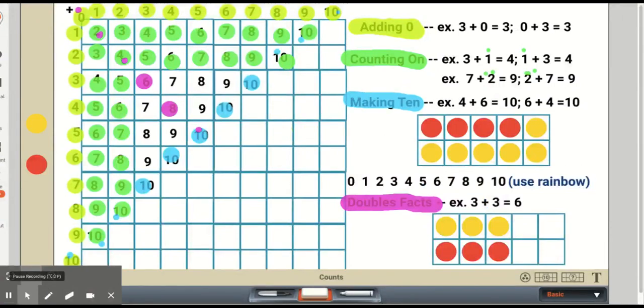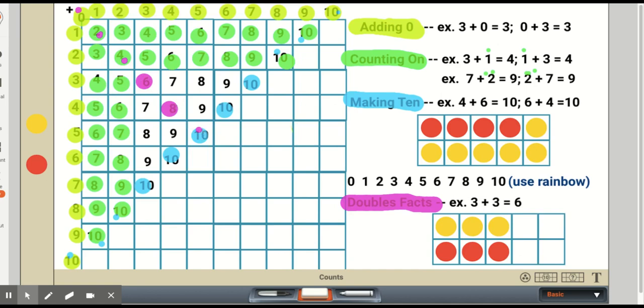Another strategy for our first graders is double facts. So that would be like 0 plus 0 equals 0, 1 plus 1 equals 2, 2 plus 2 equals 4, and proceeding on this diagonal here all the way to 5 plus 5 equals 10. So for doubles facts, I highlighted it in purple, and you can see the purple dots here on 6, which is 3 plus 3 equals 6, and on 8, 4 plus 4 equals 8.